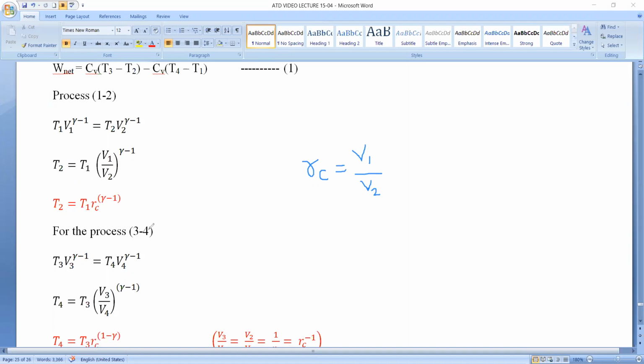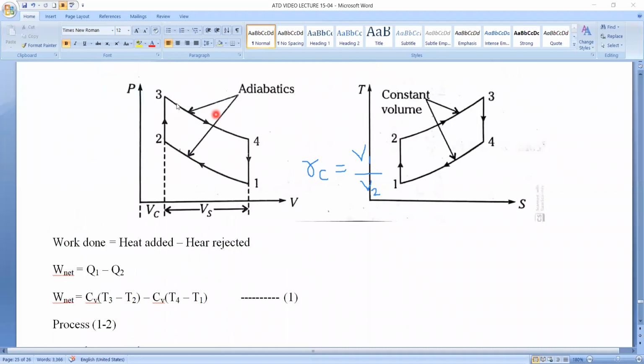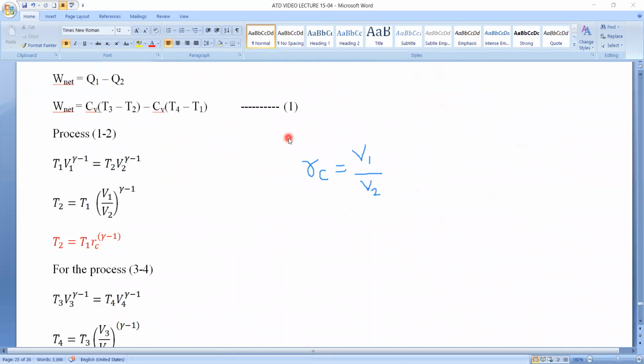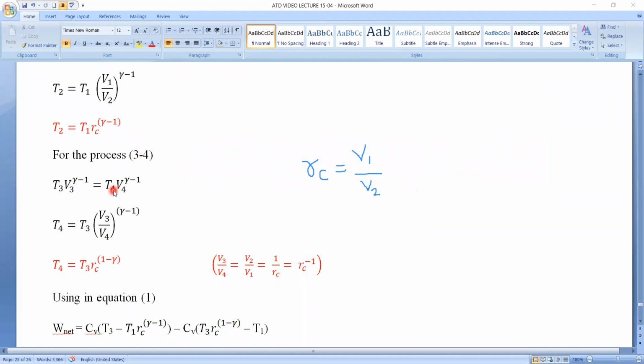Similarly, for the process 3 to 4, which is also an adiabatic process, we have T3 V3 raised to gamma minus 1 equals T4 V4 raised to gamma minus 1, or T4 equals T3 into V3 by V4 raised to gamma minus 1. Now listen here carefully. V3 by V4 is also nothing but V2 by V1. How? Please look here.